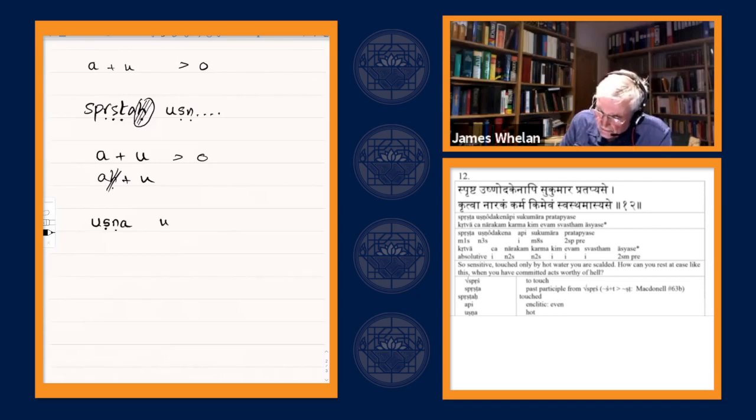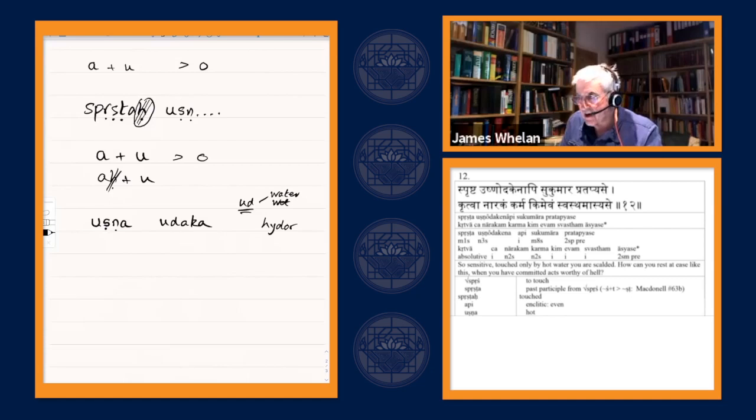And udaka is water. Incidentally, this ud, meaning water, is our same root as wet and water. It's that same root. And in Greek, the hudor, and hydration, dehydrate. It's that same word. So water, the hudor, and dehydrate, udaka, uda, and udara. These are all etymologically the same root. So ushna udaka, hot water or boiling water.